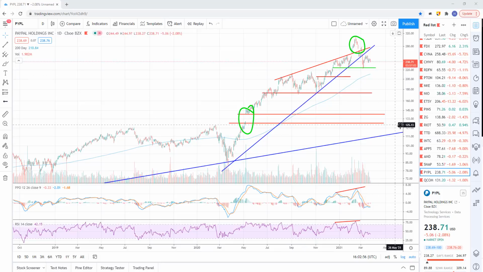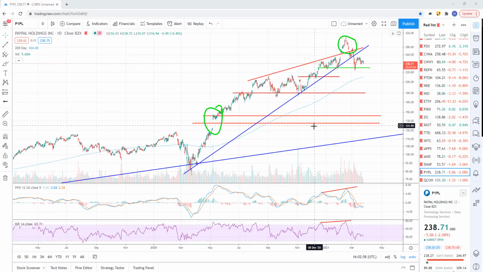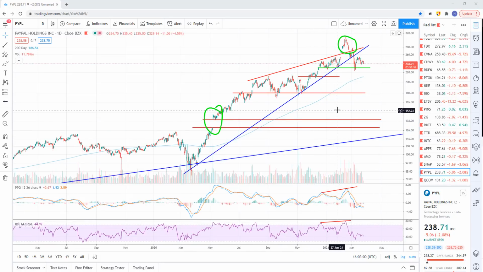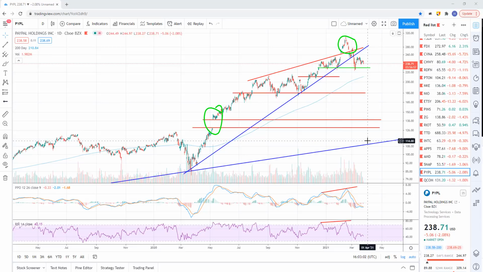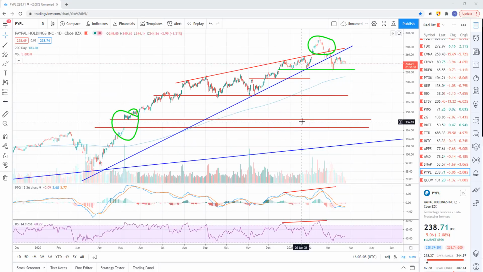We've already seen breakdowns in most of these. We've seen the first leg down. I think we're getting ready for the second leg down, maybe the last leg down in these things, but I still think there's more downside.